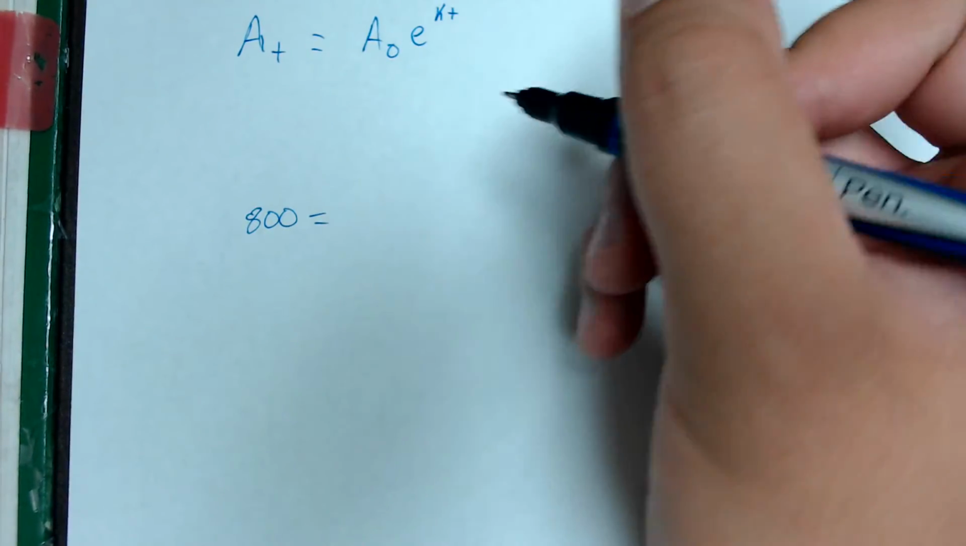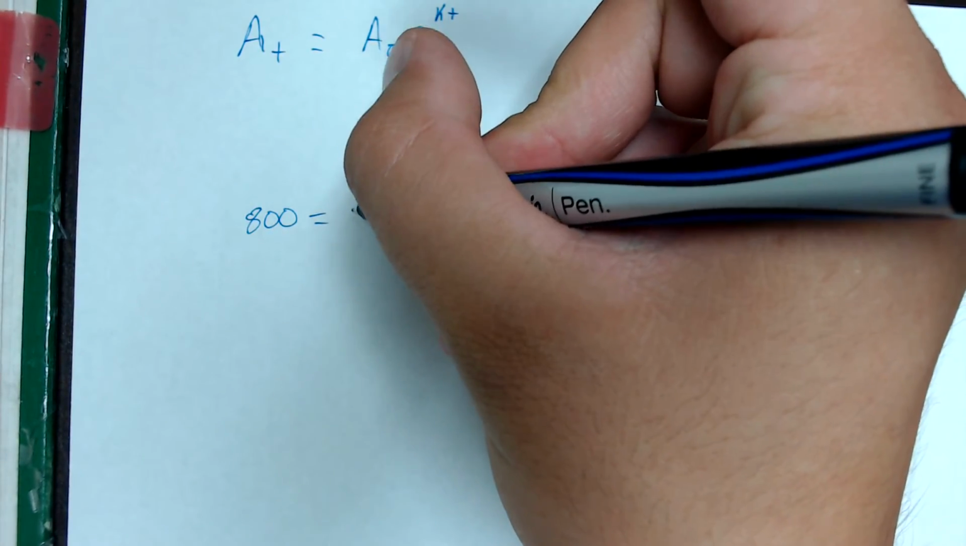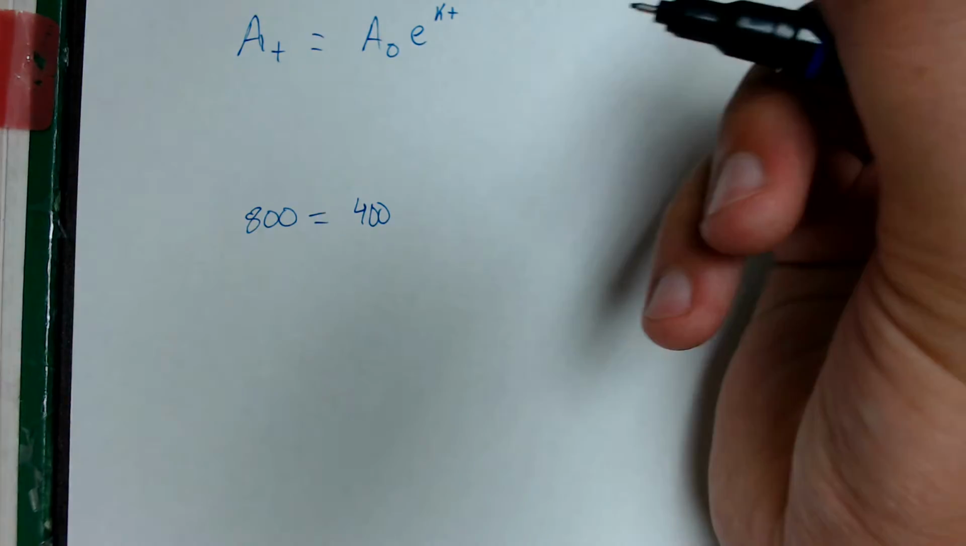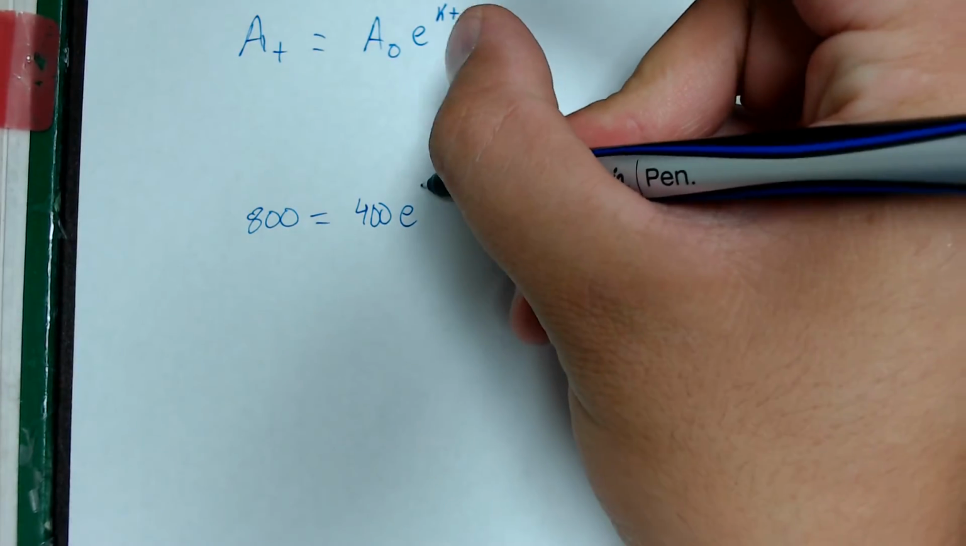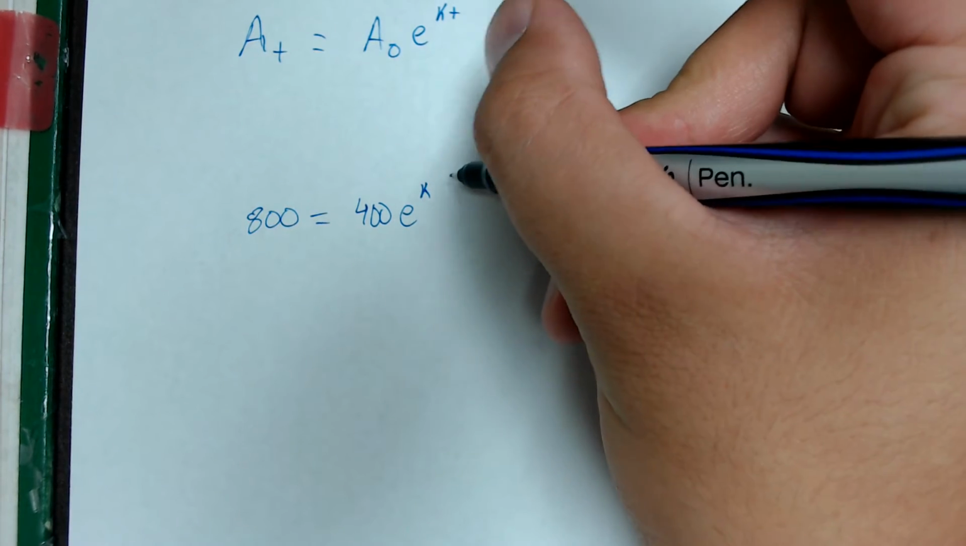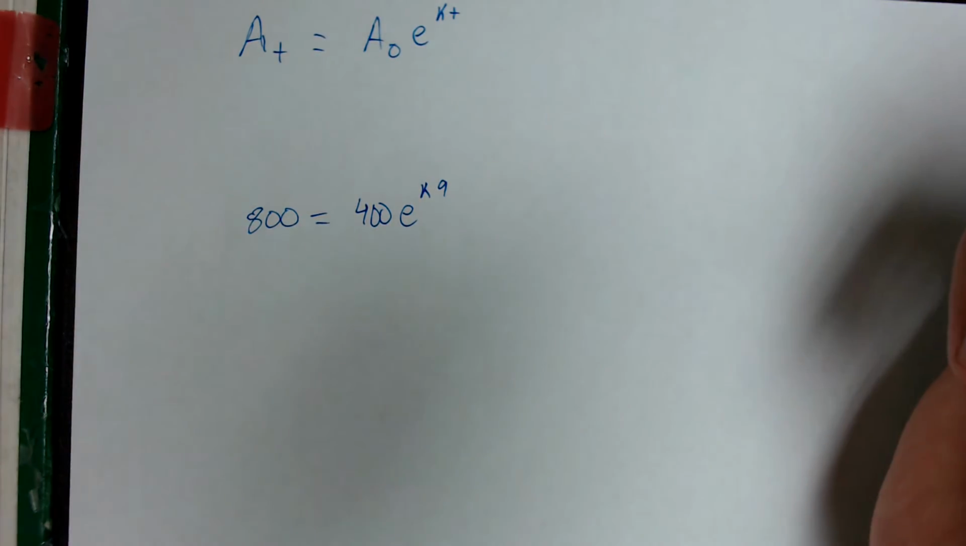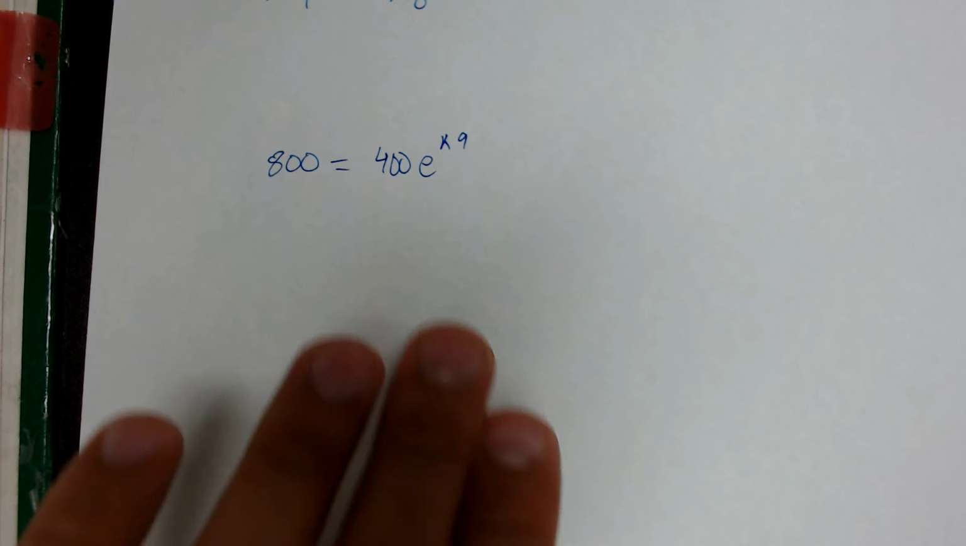Yeah, so the amount at 9 hours later is 800. The amount at 0 is 400, right? Because that's going to be noon, our starting point. Then we multiply that times e to the power of K, our constant, times the time, which is 9 hours, right? Now, what we have to do here is solve for K.